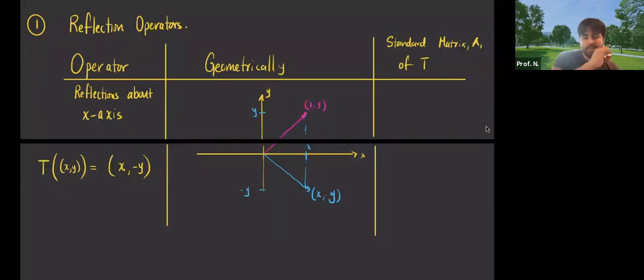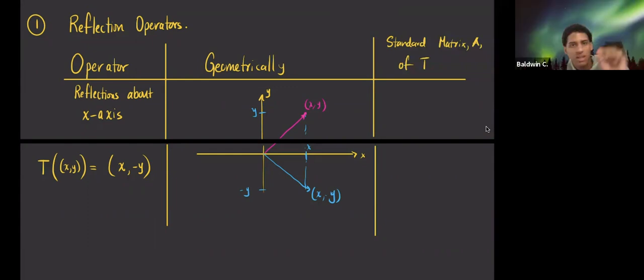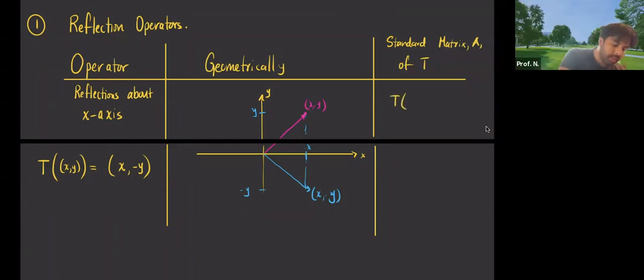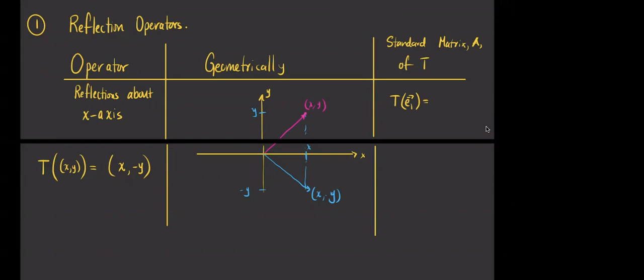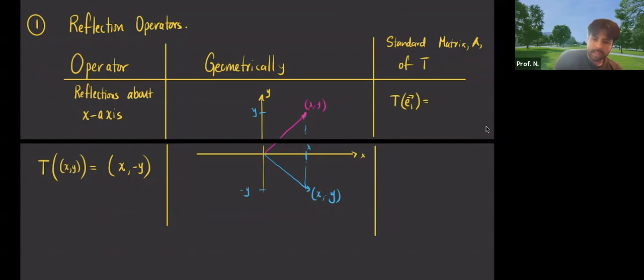We talked about it in the first few examples. The E, the standard basis, right? So what happens to E1? It shouldn't be hard. What happens to E1 when you reflect it across the x-axis? Nothing. It's the same, isn't it?